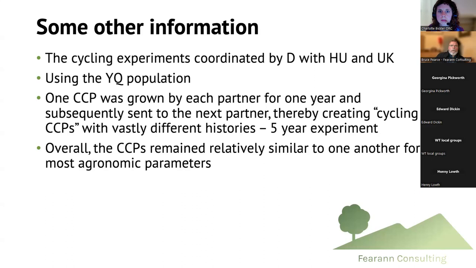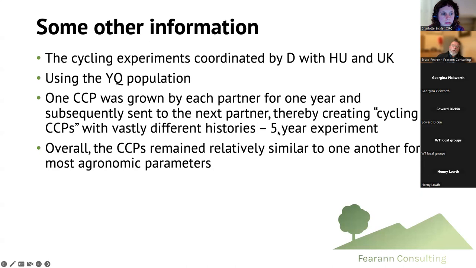So some other information we have. The German group, as part of an earlier project called COBRA, looked at cycling experiments, which were coordinated by Germany, but had consistent input from Hungary and the UK. The UK partner was ORC, and they were using the YQ population. Within this, one of the CCPs, which was YQ, was grown by each partner for 1 year and then sent around to the next partner, thereby cycling the CCPs. These cycling populations ended up having quite vastly different histories, and it was a 5-year experiment. What we do know from that information is that the CCPs remain relatively similar to one another for most agronomic parameters. There's a paper I'm working on with a wider group on that, where we're trying to pull out a bit more information at the moment.